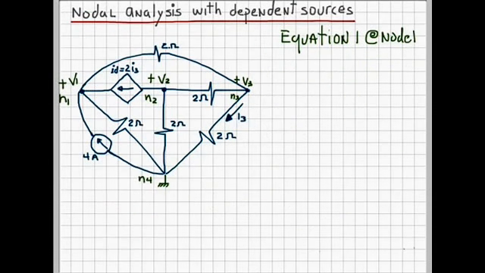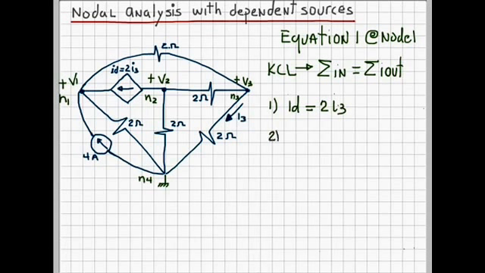We're going to write our first equation at node number 1. We write that Kirchhoff's current law is the summation of current going in equal to the summation of current going out. Then I sub d, the dependent current, is equal to 2 I sub 3. I sub d is also V sub 3 divided by 2. Then I sub d will be just equal to V sub 3.